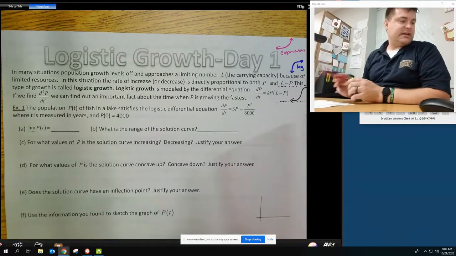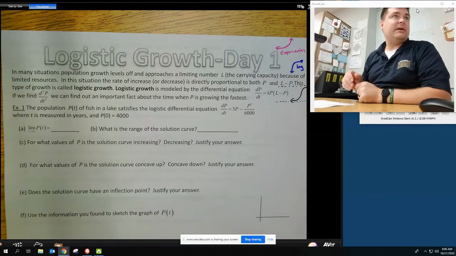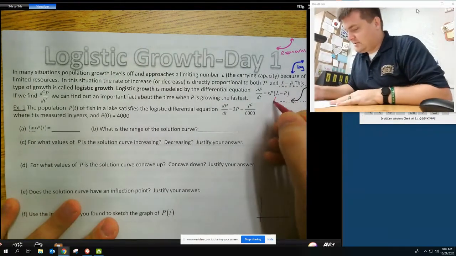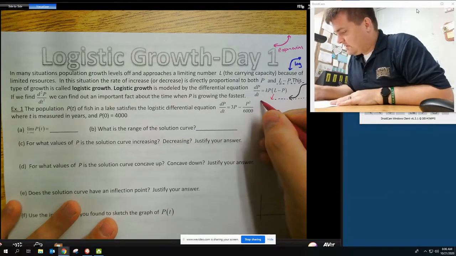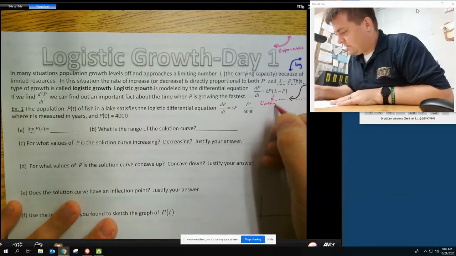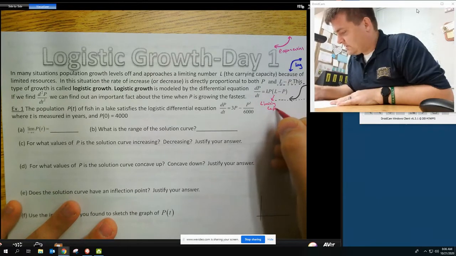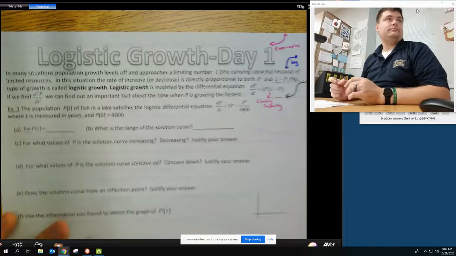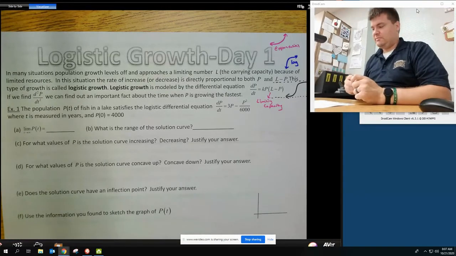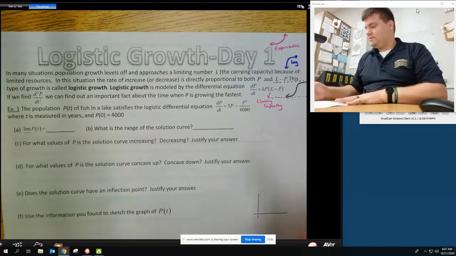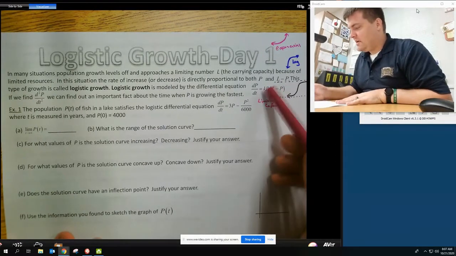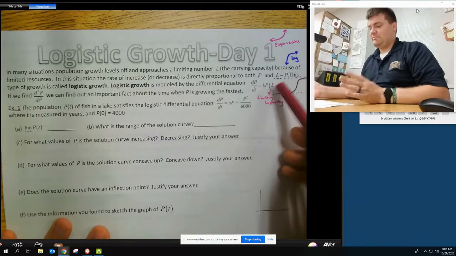L is going to stand for the limiting capacity. Okay, so that's what L is, the limiting capacity. And then P is just going to be the population. So this is just saying that the change in population is equal to K times P, which is the population, times L minus P, the limiting capacity minus the population.